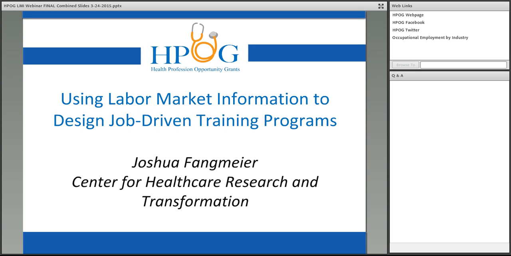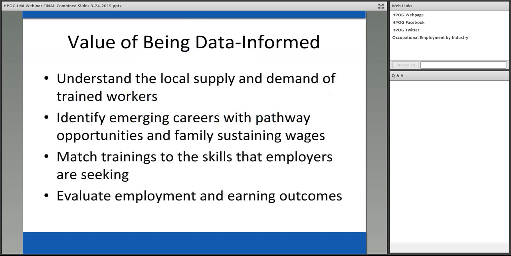Some of the values that we want to share in today's webinar include the ways for training programs to understand the local supply and demand of trained workers, being able to identify emerging careers that have pathway opportunities and offer family-sustaining wages, being able to understand how to match the training to the skills that employers are seeking, and finally being able to measure the results and fully evaluate employment and earning outcomes for people who graduate from these programs.